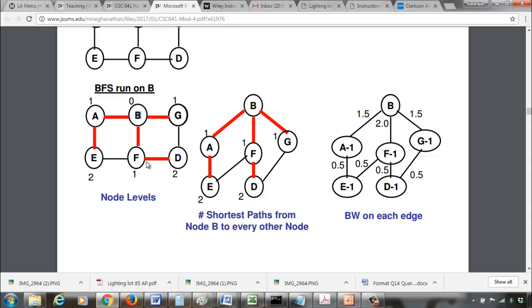We can make FD a tree edge. It doesn't really matter which edges we highlight, but I just want to maintain the consistency that we used earlier for breadth first search.